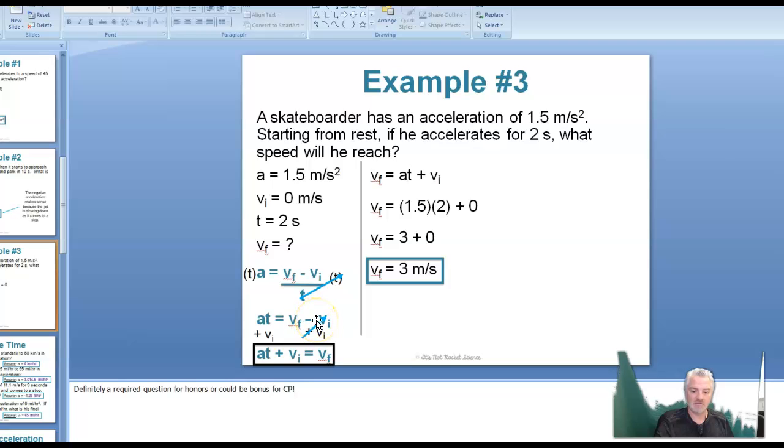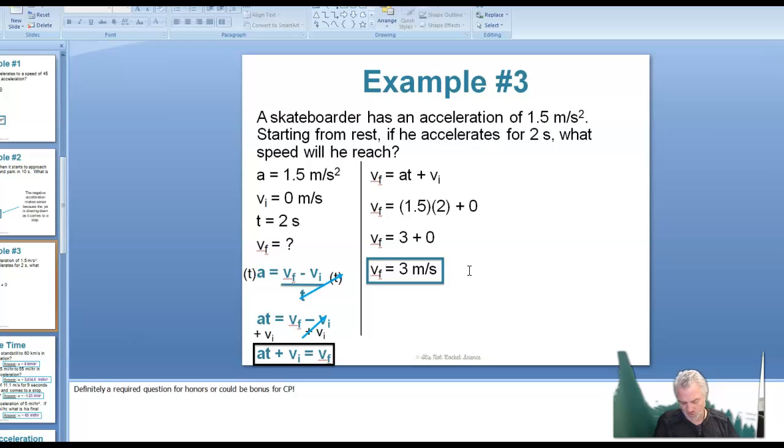So to get rid of VI, you're going to need to add it to both sides. That gives you this final answer of A times T plus VI equals VF. Hopefully I didn't confuse you with that. I just kind of misspoke a couple times. When you work this out over here, you'll notice that 1.5 times 2 is going to be 3. Your initial velocity is 0 in this case, so when you add that 0, it's not going to change your answer of 3 meters per second as your final velocity.